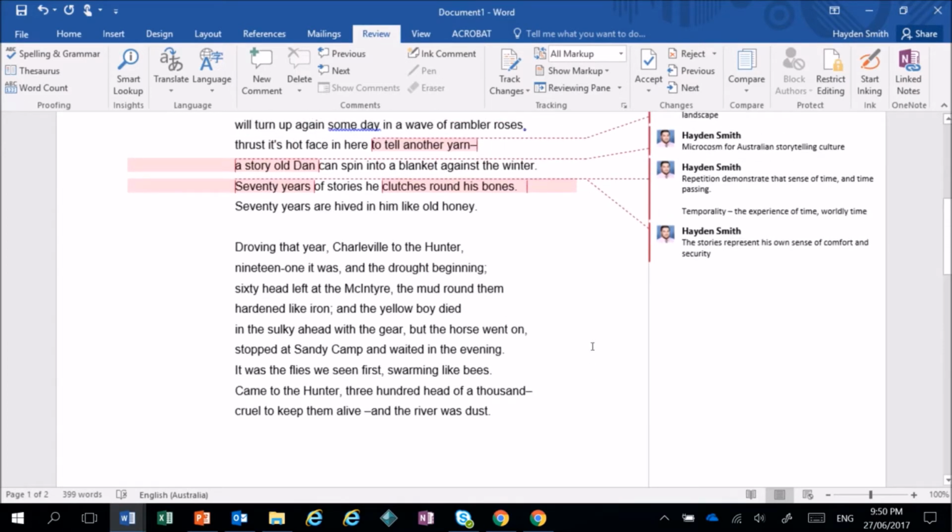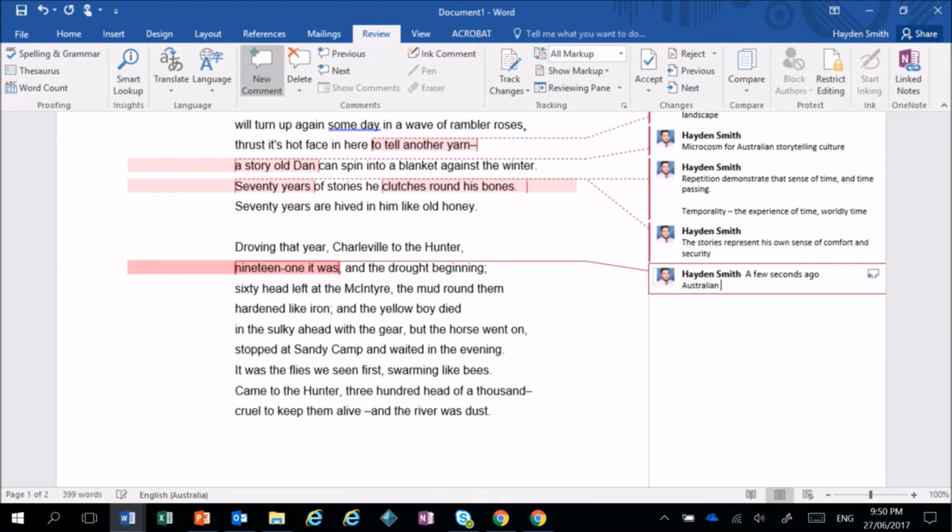Now, so the following stanza: droving that year, Charleville to the hunter, 19-1 it was, and the drought beginning. 60 head left at the McIntyre, the mud round them hardening like iron, and the yellow boy died in the sulky ahead with the gear, but the horse went on. So old Dan's voice is not one of eloquence. Okay, old Dan's voice really demonstrates that Australian colloquial slang. So 19-1 it was. Hear the voice of old Dan.